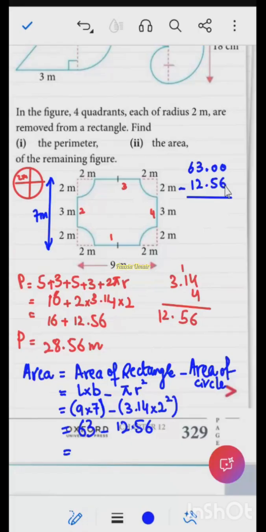So this is 10 minus 6, 4. 9 minus 5, also 4. 2 minus 2, 0. And 6 minus nothing is 6. So this is 50.44, right? So the area of this shape is 50.44 meters square. Any question, anything you cannot understand?